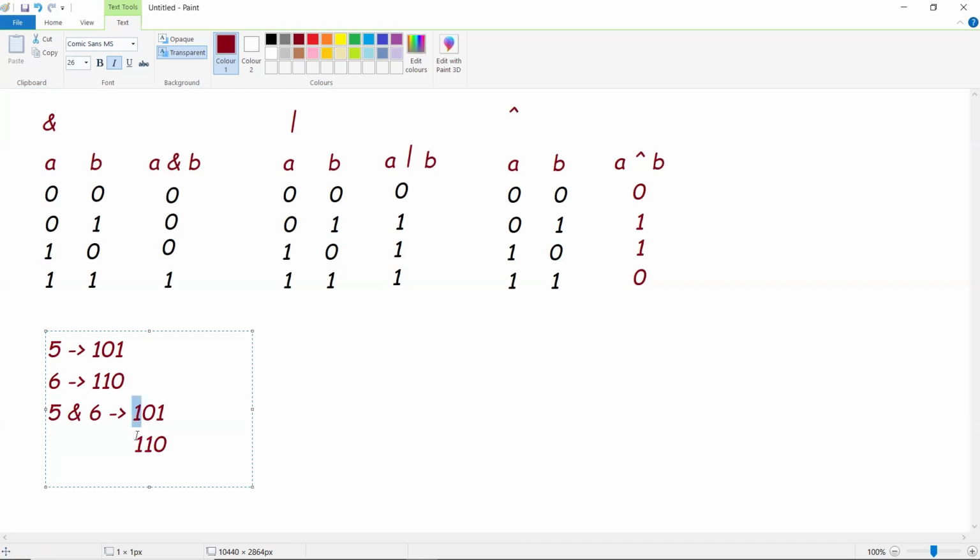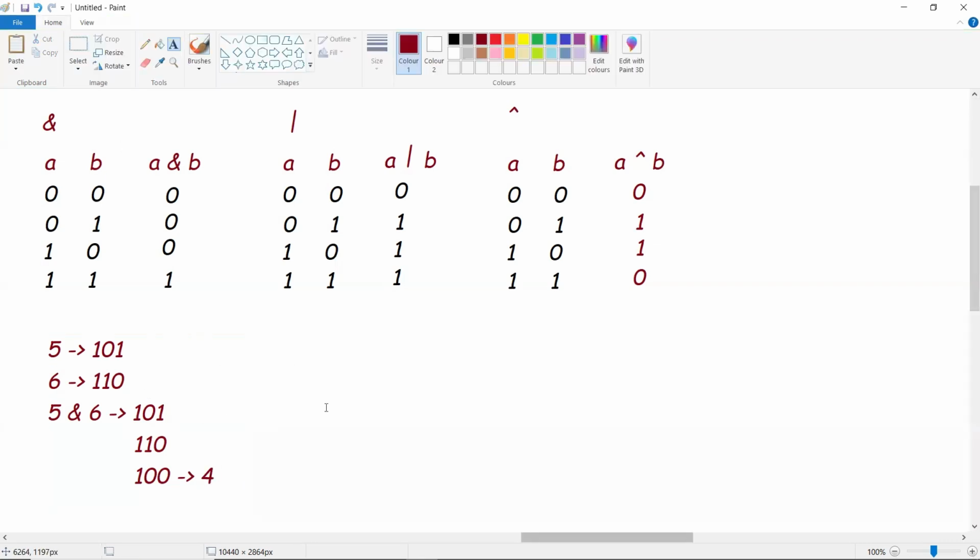So this is 1 and this is also 1. So the output would be 1. Here 0 and 1, one bit is 0, so the output would be 0. Here also one bit is 0, the output would be 0. So 100 is the value we got, but 100 in decimal is 4. So 5 bitwise AND 6, the answer would be 4.